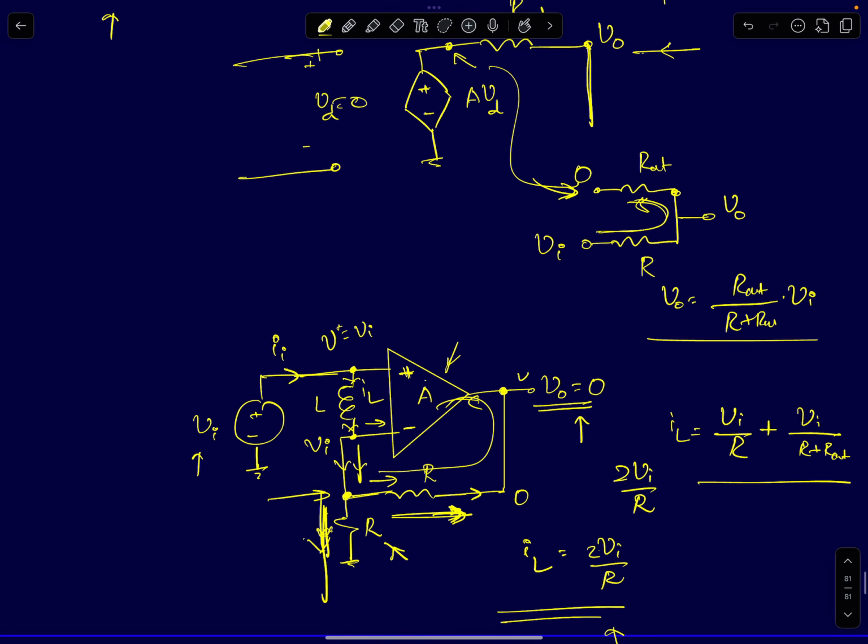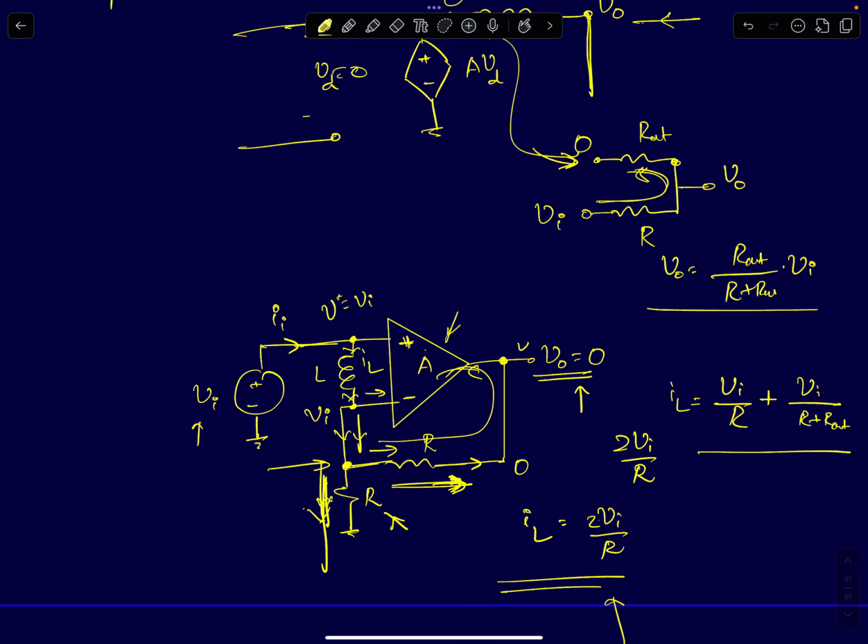Now what happens if the gain of the op-amp is infinite? If I assume that the op-amp's gain is infinity, what changes will you see in this circuit? I'll just explain intuitively what happens. Remember, if your op-amp's gain is infinity, even if your differential input to the op-amp is 0, the output can be finite. Output can exist, it can have some finite value. That's why it's a theoretical model.